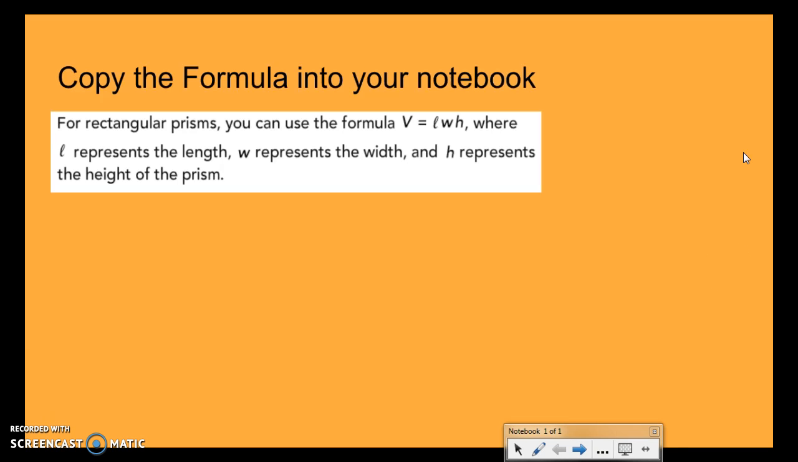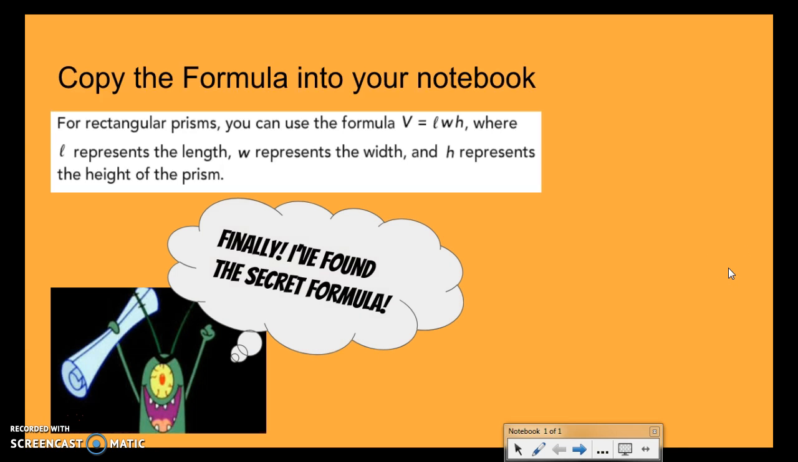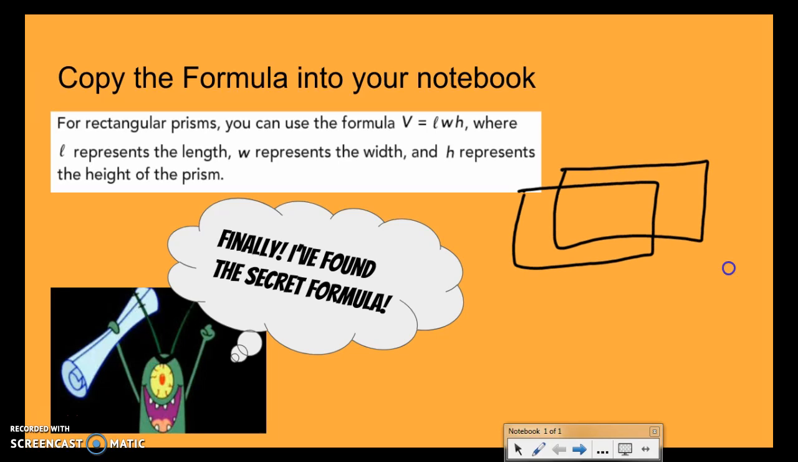So copy this formula into your notebook. For rectangular prisms, you can use the formula V equals LWH, where L represents the length, W represents the width, and H represents the height. Okay, so let's say you had a rectangular prism. Just pretend that this looks pretty, okay?